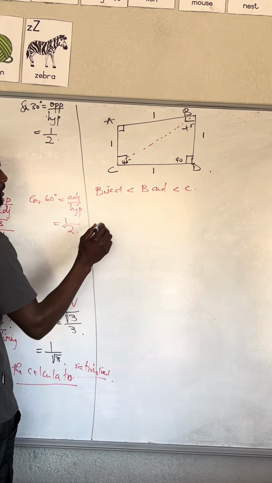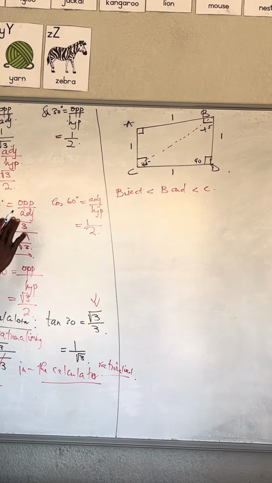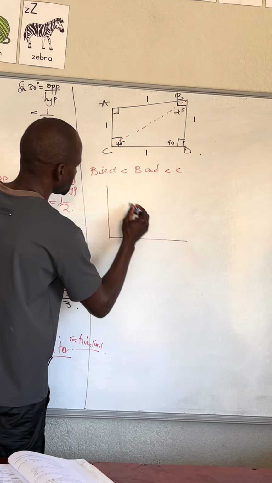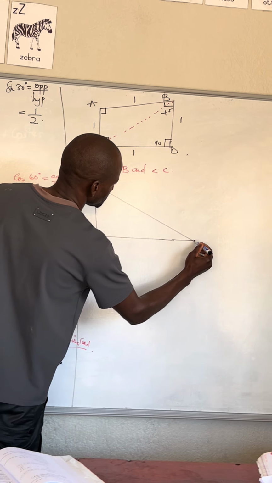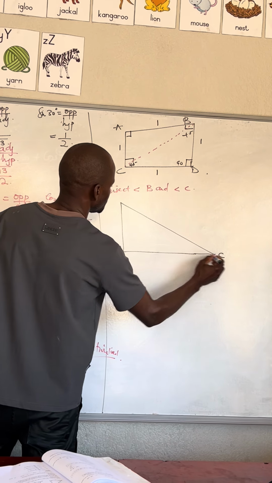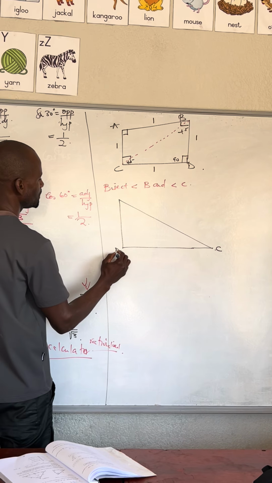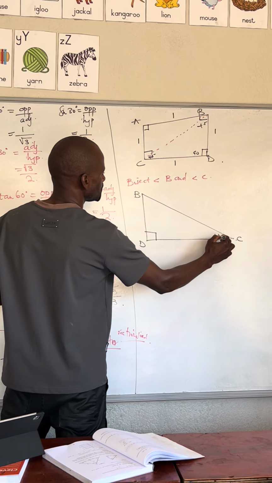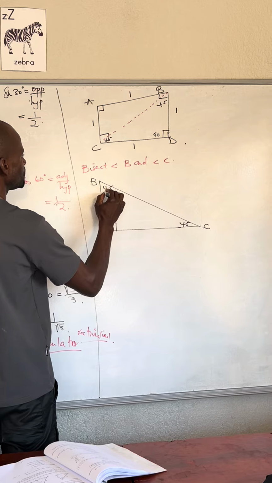So let's use triangle CBD. I'm going to try to draw my triangle CBD, so that it can be easy for us to use with what everyone understands. Right? So this is what is happening. This is our C. This is our D. This is our B. So this is 90 degrees. This is 45. This is 45.